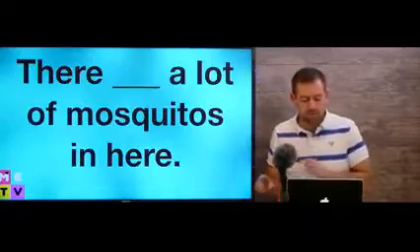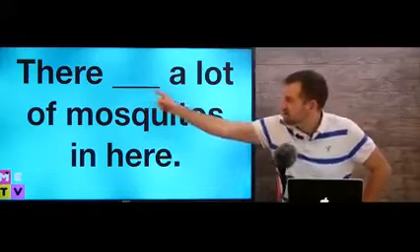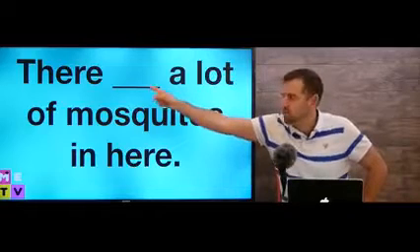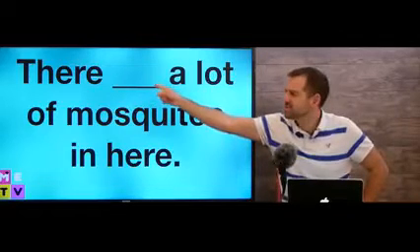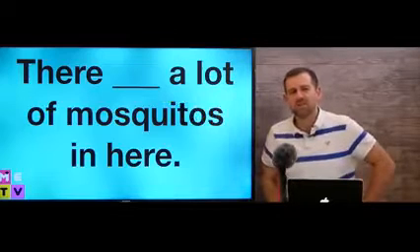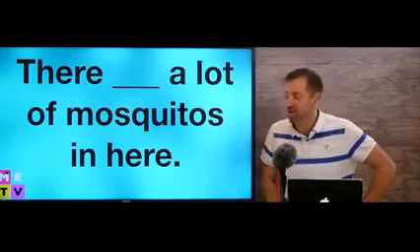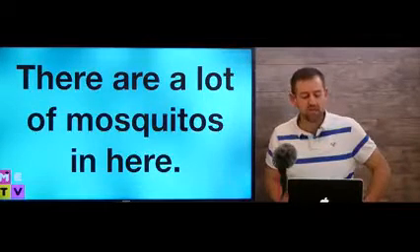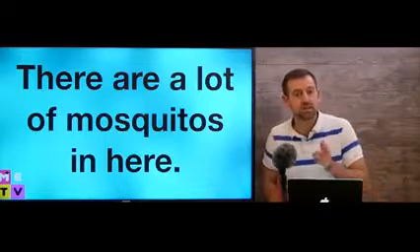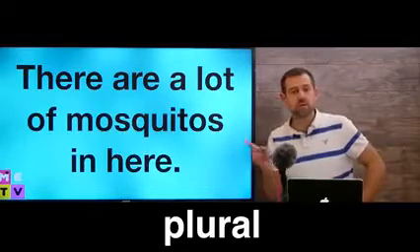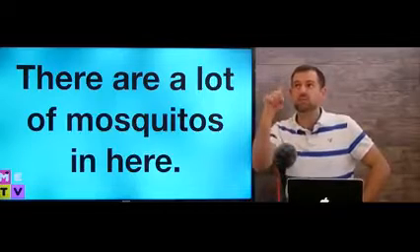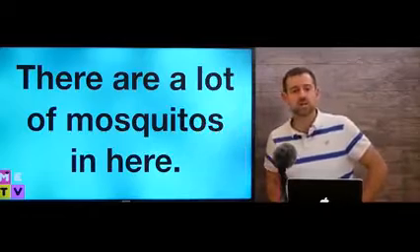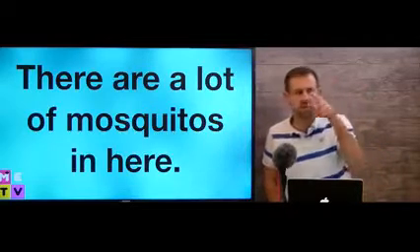Okay, so now look at this sentence. There a lot of mosquitoes in here. There is or are. Which word should go in there? What do you think? There is a lot of mosquitoes or there are a lot of mosquitoes? Well, the right answer is there are, because it's plural. Plural means more than one, right? If there was just one mosquito, then we would say there is a mosquito in here. There is one mosquito. There's a mosquito in here.